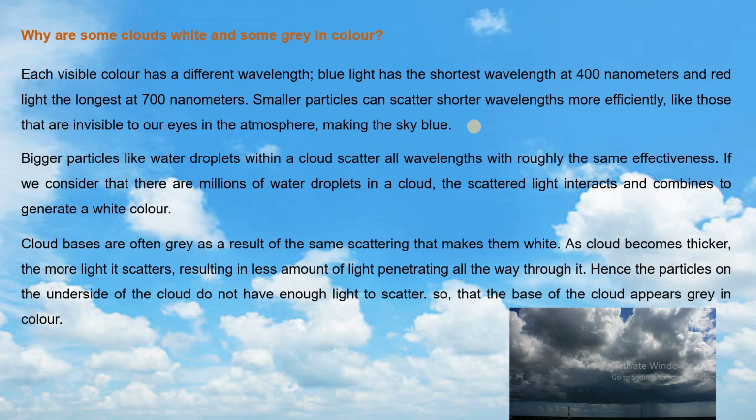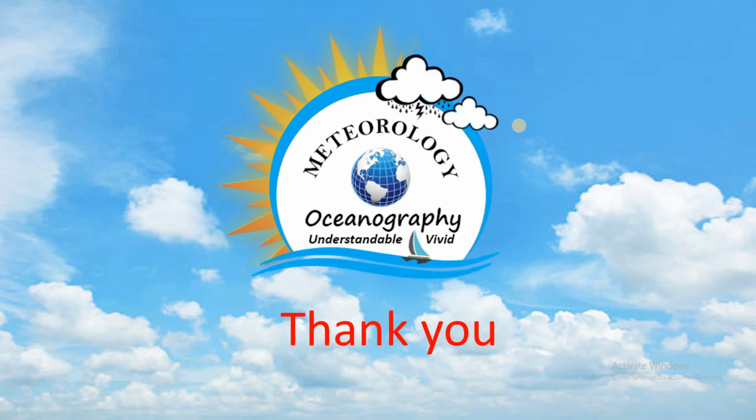When there is huge scattering, there is no chance for light to enter the bottom of the cloud. Then we can't see any more light at the bottom, so the bottom automatically looks more or less gray or black in color. This is how clouds mostly appear white in color and sometimes gray, mostly before raining. And this is all about the basic introduction to clouds.